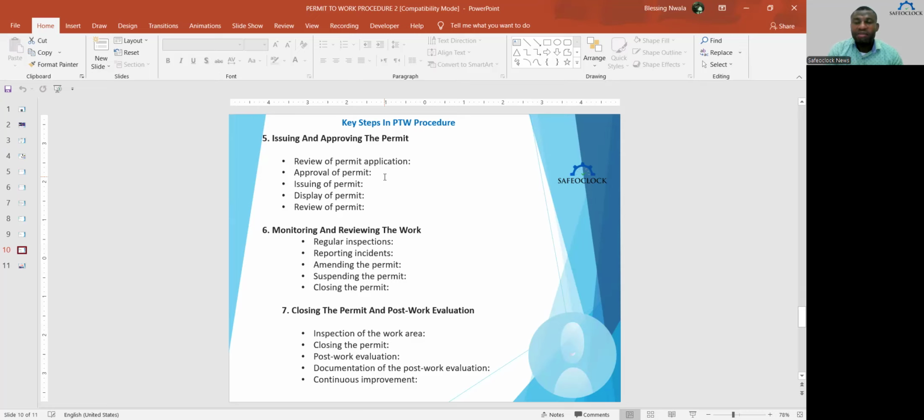Most in better situation jointly by both the permit requester and the permit issuer to ensure that the area is safe, the location has been restored, the fire prevention measures are all in place, and this will ensure that there will be no post-work incident after the permit has been closed. So if these are all in place, the permit can be successfully closed.